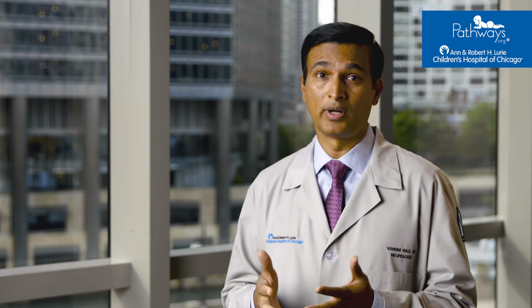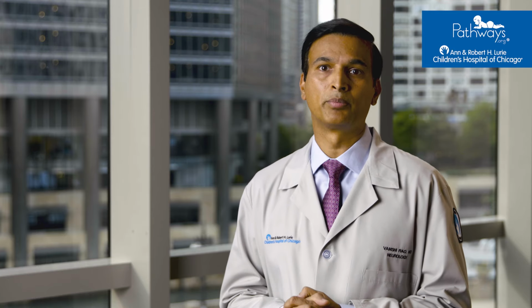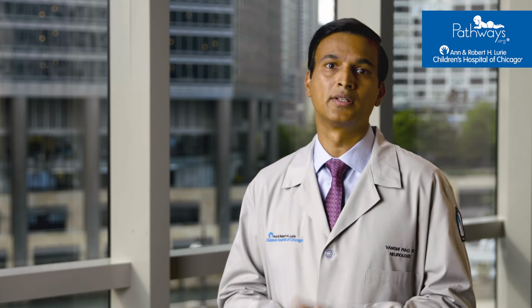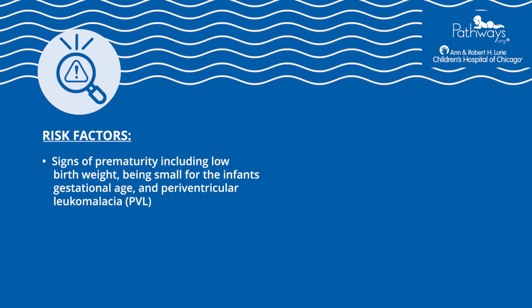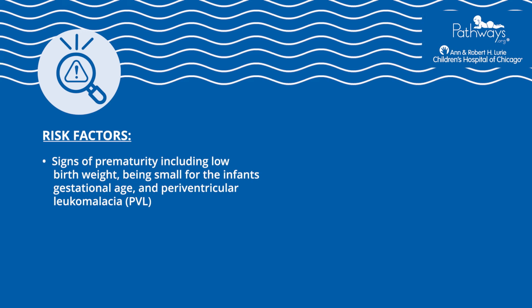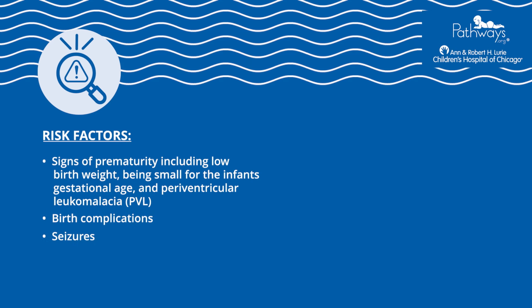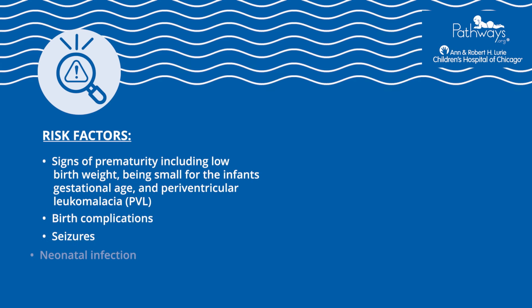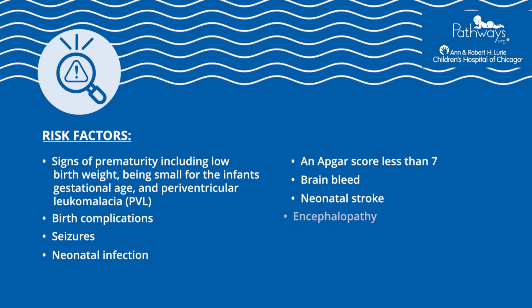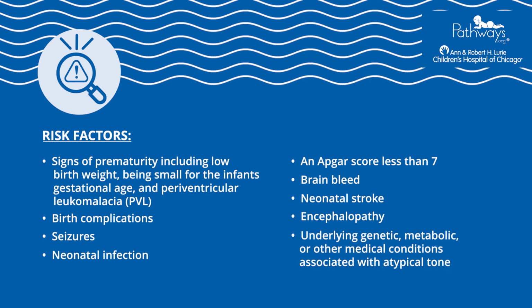In addition to watching for red flags, it is also important to take into account any risk factors that a child might present with when you're assessing an infant's development, such as signs of prematurity, including low birth weight, being small for the infant's gestational age, and periventricular leukomalacia, birth complications, seizures, neonatal infection, an Apgar score less than 7, brain bleed, neonatal stroke, encephalopathy, and underlying genetic, metabolic, or medical conditions associated with atypical tone.